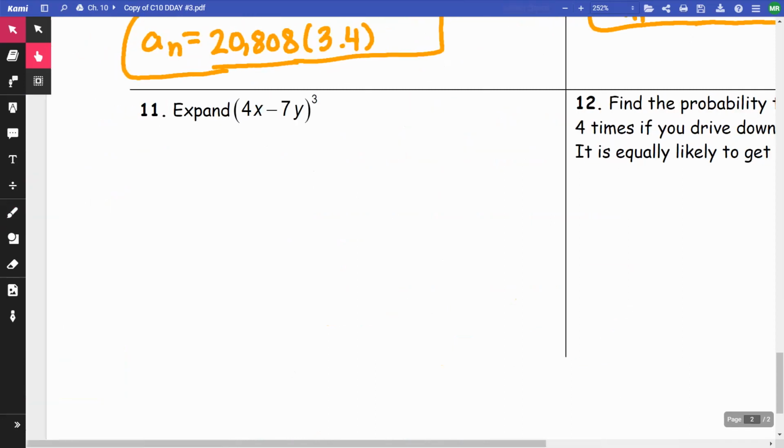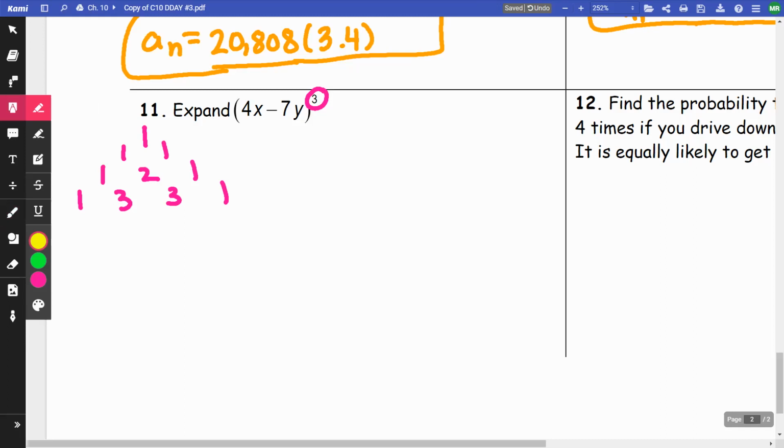So on number 11, we are going to expand this. I'm going to draw Pascal's triangle to the row that has a 1, 3. Okay. 1, 1, 1, 1, 2, 1, 1, 3, 3, 1. So again, I want to do it to the row that has a 1, 3. Okay, that's where I am.